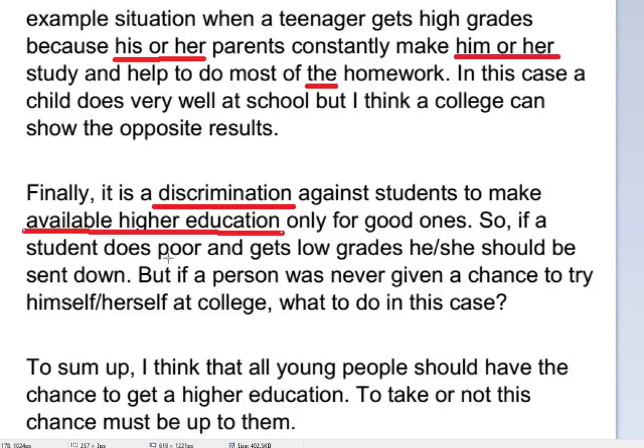If a student does poorly, she should be sent down. I don't know what that means. Does it mean you are going to be held back one grade? If a person was never given a chance to try him or herself in college, what to do? What to do in this case? What should be done in cases like these, or in this case? But not what to do, what should be done?